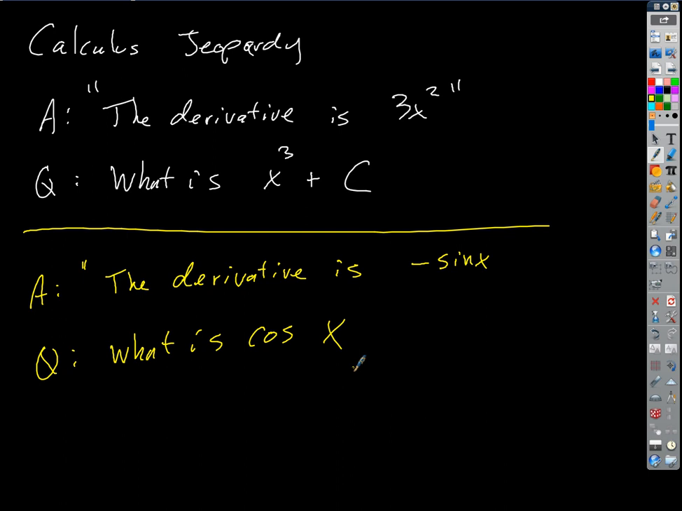Cosine x is a correct answer. What's another correct answer? Plus c. I could say cosine x plus c, I could say cosine x plus 5, I could say cosine x minus 10.